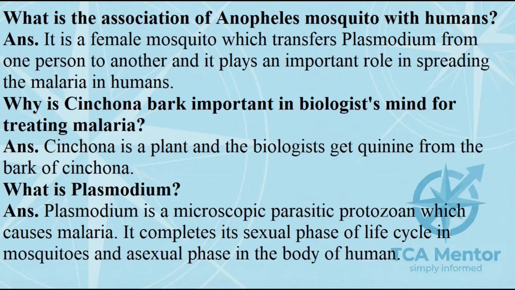What is plasmodium? ANS. Plasmodium is a microscopic parasitic protozoan which causes malaria. It completes its sexual phase of life cycle in mosquitoes and asexual phase in the body of human.